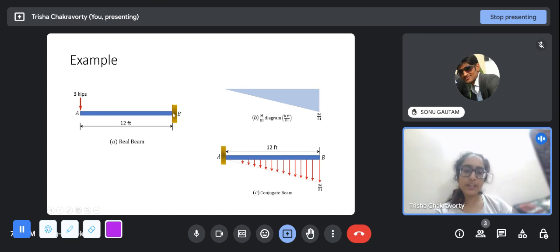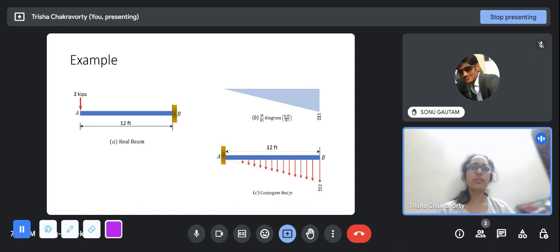And B was a fixed support in the real beam that has become free in the conjugate beam. So we have this conjugate beam. Now what is our ultimate end? We want to find out the deflection and slopes of the real beam.